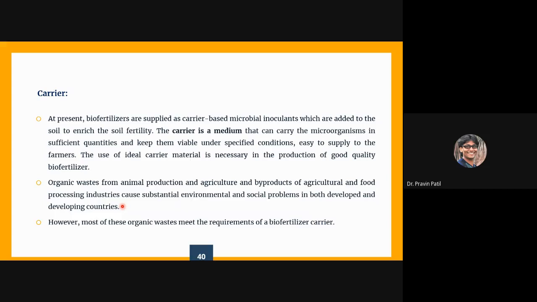So carrier is a medium that can carry the microorganism in sufficient quantities and keep them viable under specific conditions, so they can be easily supplied to the farmers. And the organic waste from animal production and agriculture food processing industries cause substantial environmental impact. So what if this waste can be used as a carrier?